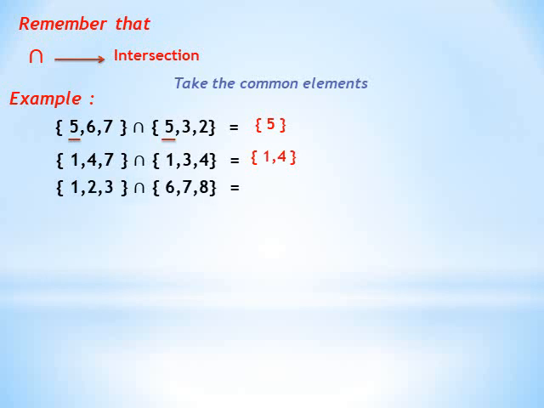The other set here is 1, 2 and 3, with 6, 7 and 8. Mister, I found here 1, in the other set I didn't find 1. 2, in the other set I didn't find 2. 3, I didn't find 3. So the two sets have no common elements. So mister, I will put braces only. I don't write anything in it.